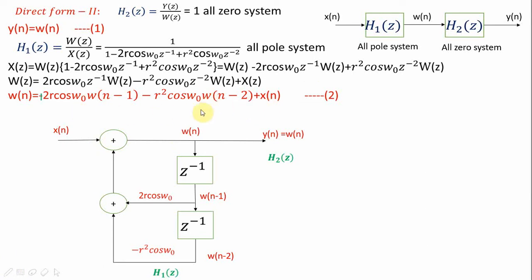The w of n is known to us, that is taken, and w of n minus 1 and n minus 2 are derived. W of n minus 1 is multiplied by 2 r cos omega naught, and w of n minus 2 by minus r square. They are added with x of n to get w of n, and y of n itself is w of n. This is h2 of z.